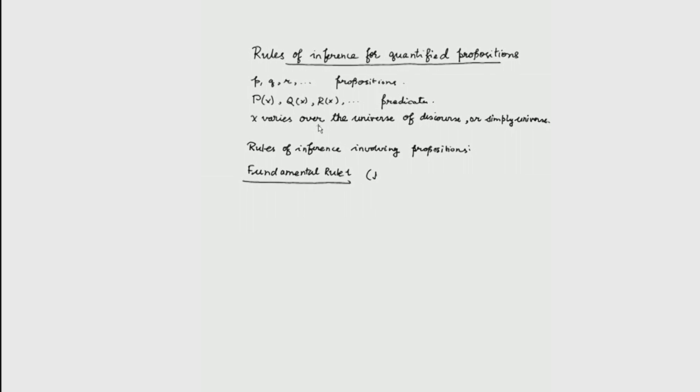We have seen this under the name of modus ponens, which states that P and P implying Q, therefore Q. The tautological form of this rule is P and P implies Q implies Q. And we have already checked that this rule is indeed a tautology and therefore is a valid inference.